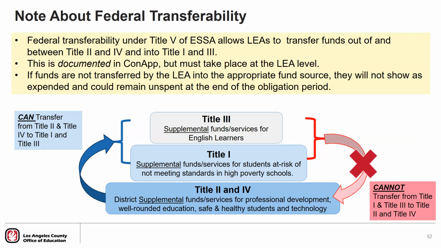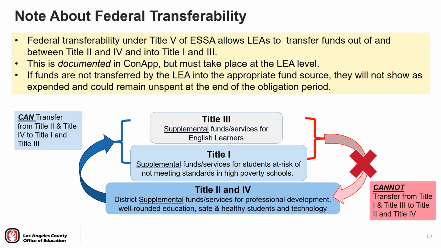And finally, please keep this in mind. Under Title V of ESSA, LEAs have the flexibility to transfer funds, but there are a few rules to follow. You can transfer funds either between Title II and Title IV, or move them from these programs into Title I and Title III. However, it's important to note that for Title I and Title III funds, you have the ability to transfer into these programs, but you cannot transfer funds out of them. Understanding the nature of restricted funds is essential. Title I and Title III are considered your most restricted funds, and this means you can transfer funds into them, but you cannot transfer funds out of these programs.